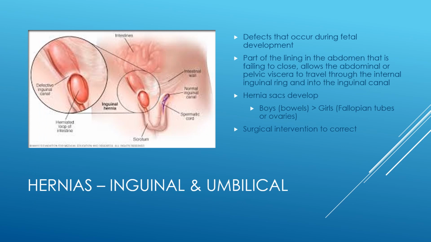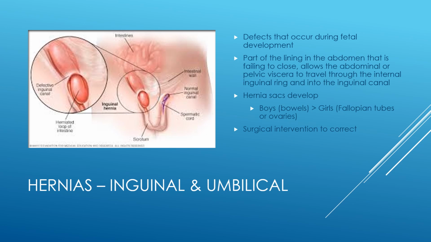All right, so hernias, the focus is on inguinal because that tends to cause more issues than umbilical. These defects occur during fetal development, when part of the lining in the abdomen fails to close, allowing the abdominal or pelvic viscera to travel through the internal inguinal ring and into the inguinal canal. Hernia sacs then develop. Boys are more likely than girls to develop these. Sacs are filled with bowel in boys and fallopian tube or ovaries in girls.